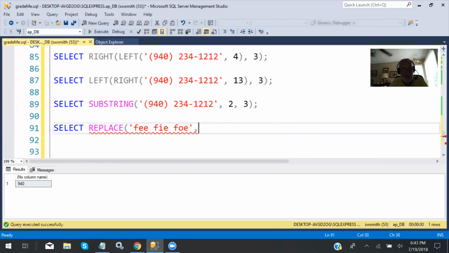The find string is phi, and replace it with foo. So what am I expecting to see returned from this? Fee, foo, fo, because it's going to replace phi with foo.